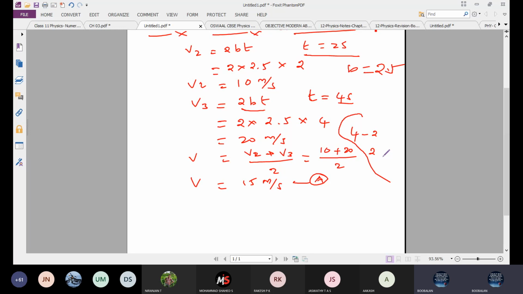Okay, then 20 meter per second. We know the value of V2 and V3. Now the question: what is the average velocity? Average velocity means generally we should add V1 and V2 divided by 2.